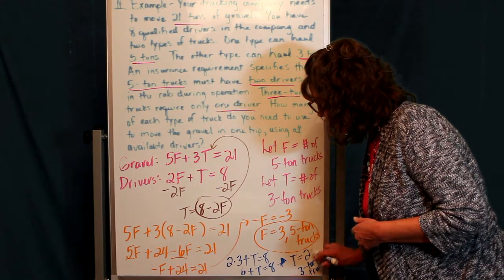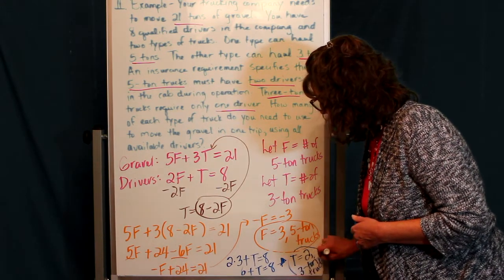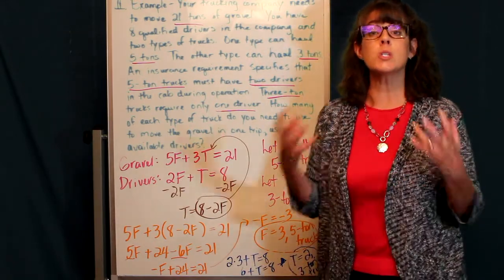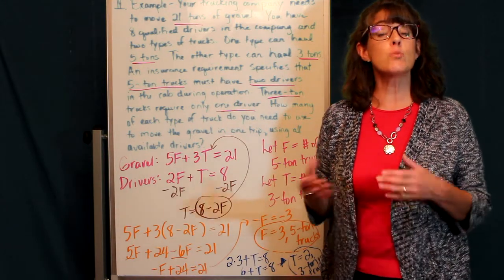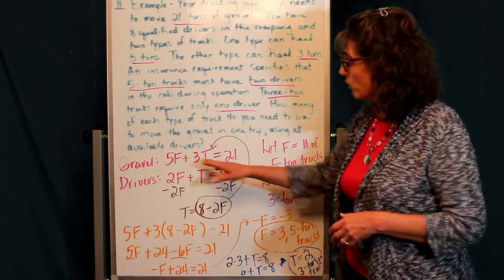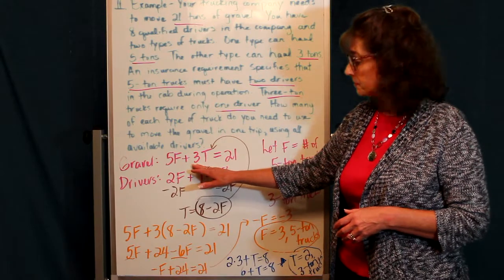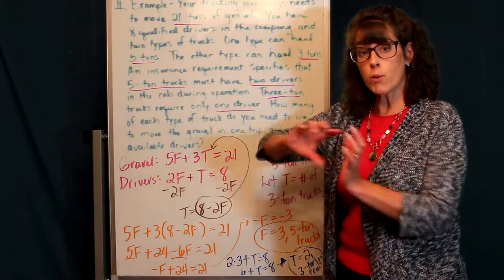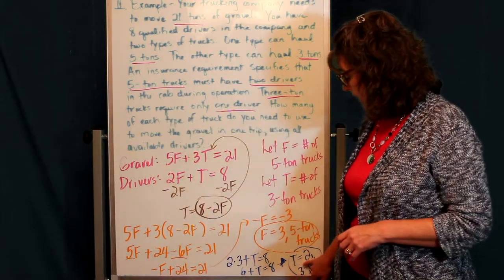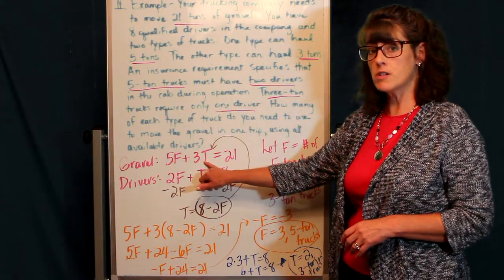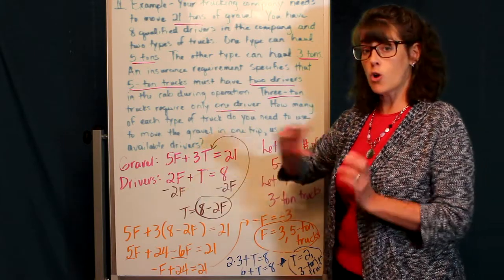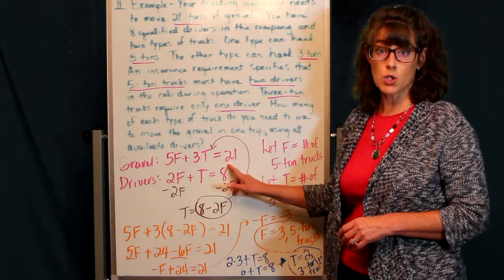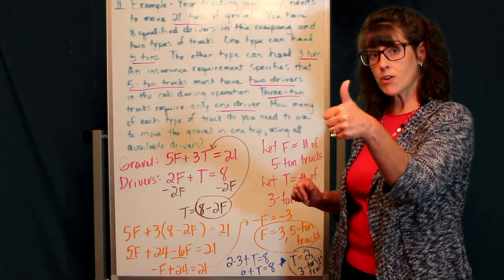Now remember, we need to check this in both equations to make sure that we do have it right. It needs to be a solution to the system. That means it needs to be a solution to both equations, not just one of them. So if we check out the gravel idea, if I have 3 of those 5-ton trucks, 3 times 5 is 15. They're hauling away 15 tons of gravel. If I have 2 of the 3-ton trucks, 2 times 3 is 6, so they're hauling away 6 tons of gravel. So 15 tons and 6 tons, yes, that is 21 tons of gravel. So we've met the criteria for gravel.